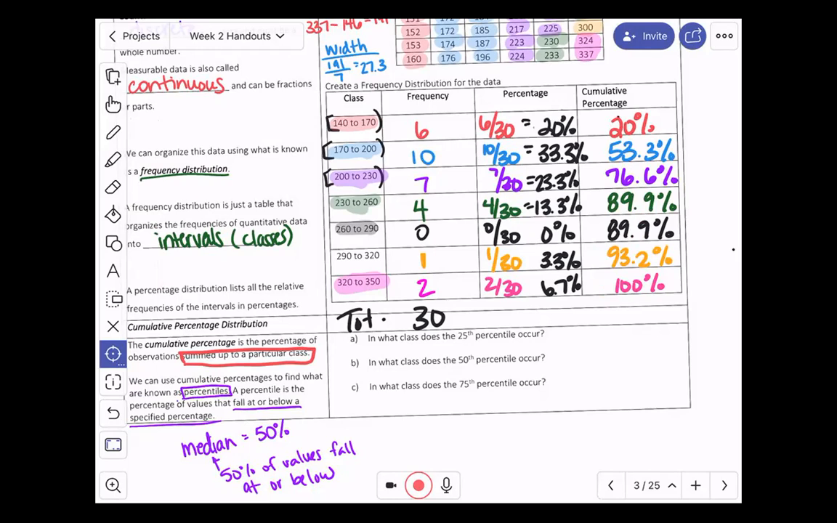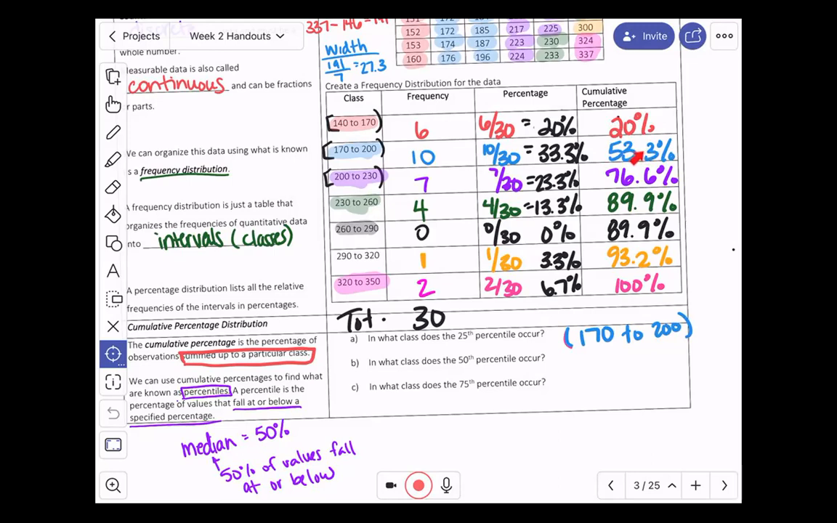It's connected to what group? The second group, 170 to 200. The blue group, right? It occurred somewhere in here. So this one came in the blue group, which was 170 to 200. We don't really know what the value is that creates it, but we know that it went from 20% here to 53. So it had to fall somewhere in this class right here, right?